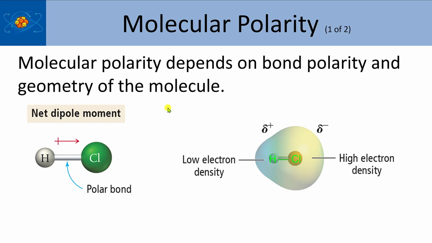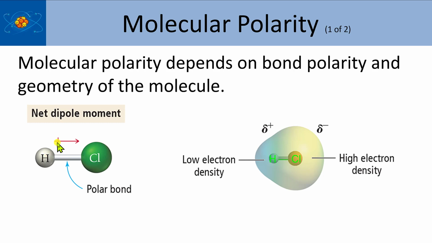So when we're looking at bonds earlier in chapter 10, we were talking about bond polarity and that being the result of electronegativity differences. And if you remember back, when you look at a molecule like HCl, the chlorine is more electronegative than the hydrogen. So what that means is the electrons in the bond are drawn closer to the chlorine, and then what we end up having is a polar bond between the hydrogen and the chlorine, with the negative end being on the chlorine side and the positive side being on the hydrogen side.